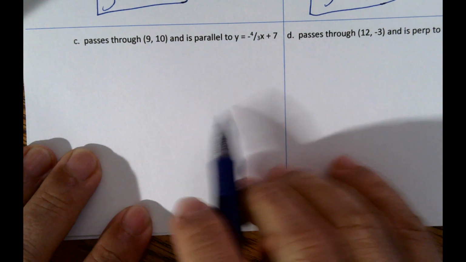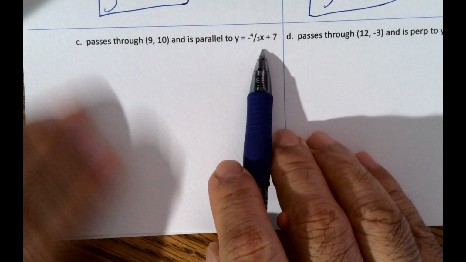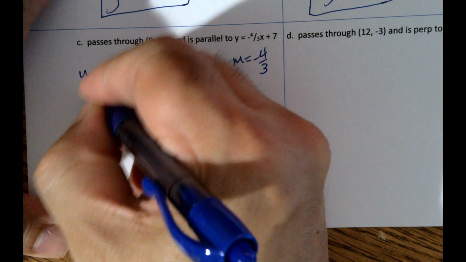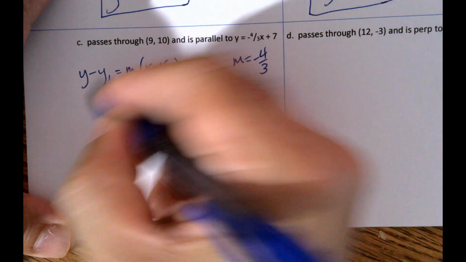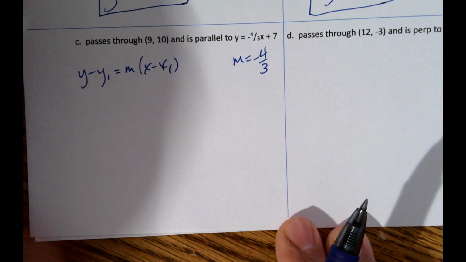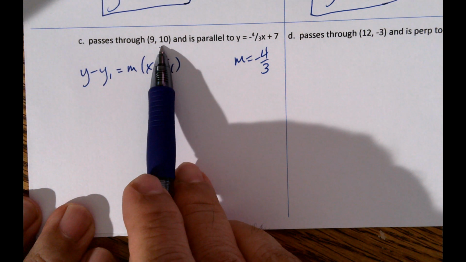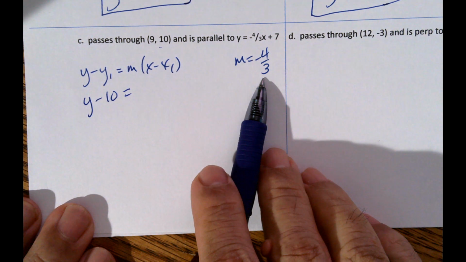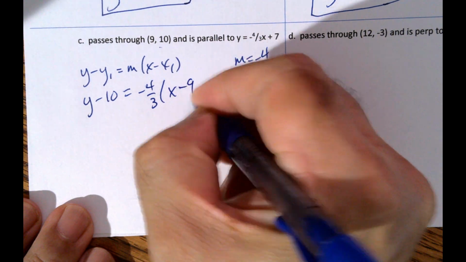All right, so we want parallel to negative 4/3. So the slope then is just the same slope, so it's negative 4/3. And we'll say y minus y1 equals m times x minus x1. All right, so we're just using the point slope form of a line. y1 is 10, so it's y minus 10 equals, the slope is negative 4/3, x minus 9.